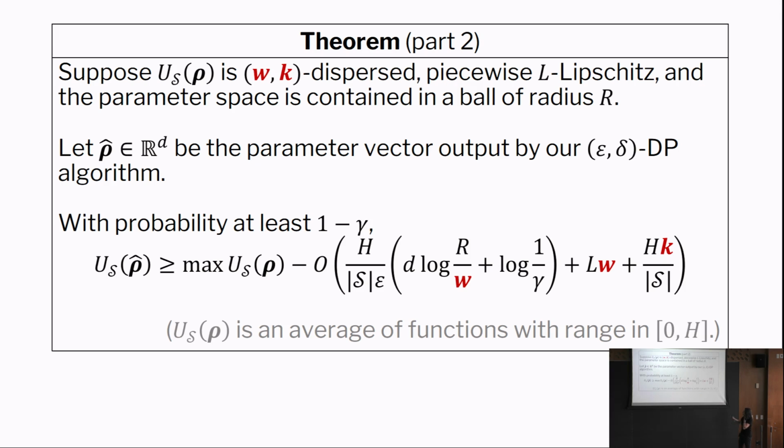The important part is that our utility guarantee holds for the best value of WK, the value of WK that minimizes this loss. So you don't even need to know W and K a priori. We just guarantee that for the best W and K that minimize our loss, that's the maximum loss you're going to get using our algorithm with probability at least 1 minus delta.